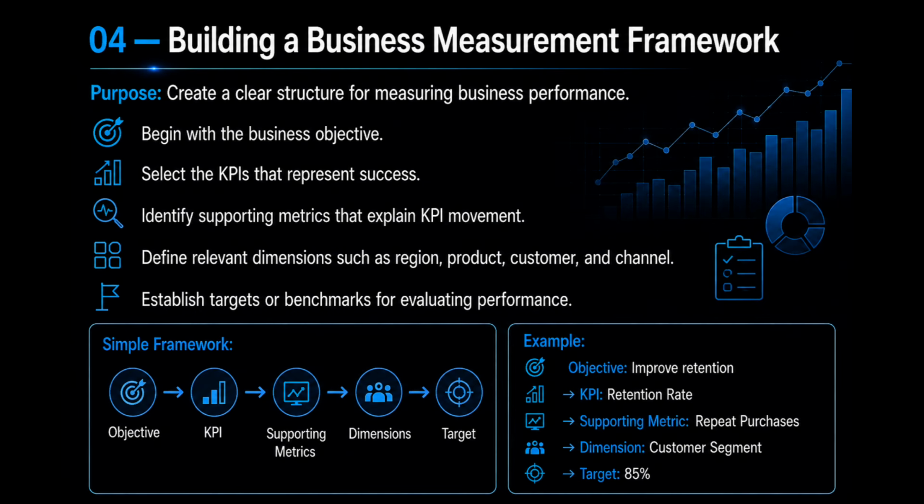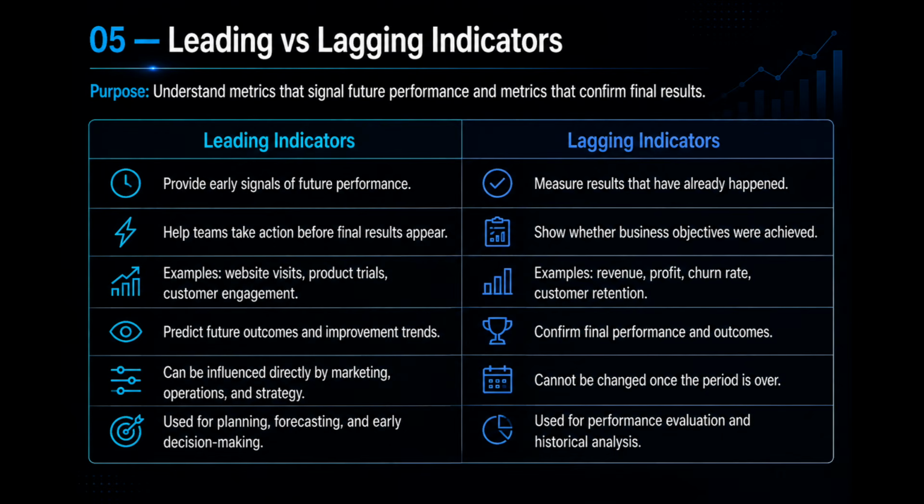For example, if the objective is to improve retention, the KPI could be retention rate. A supporting metric could be repeat purchases. The relevant dimension could be customer segment with a target of 85%. This framework connects business objectives with measurable performance. Let's compare leading and lagging indicators, two important types of metrics used to understand business performance.